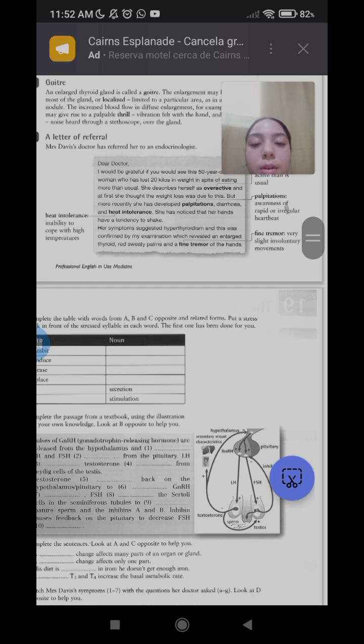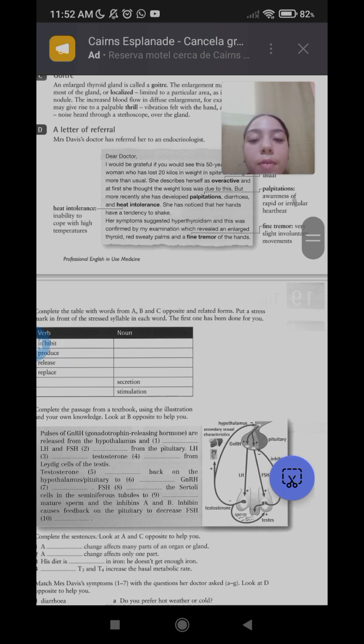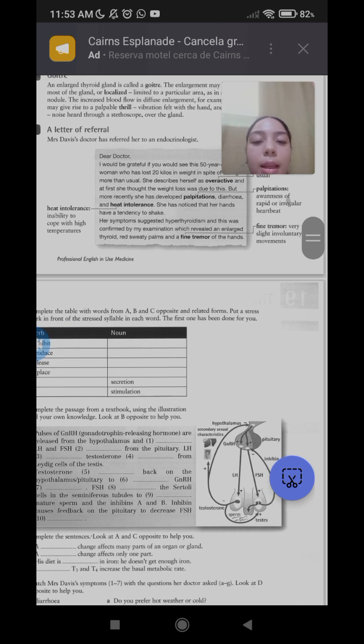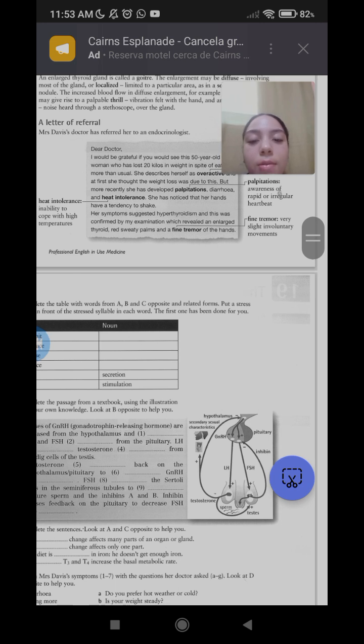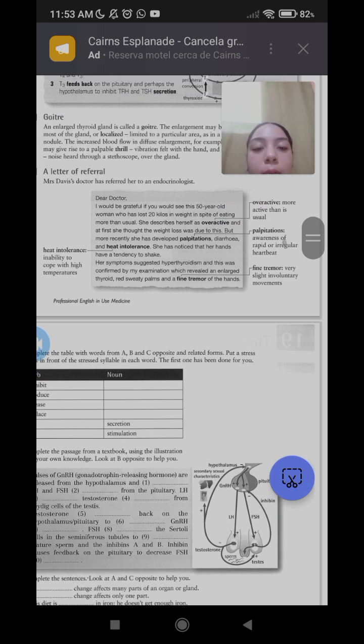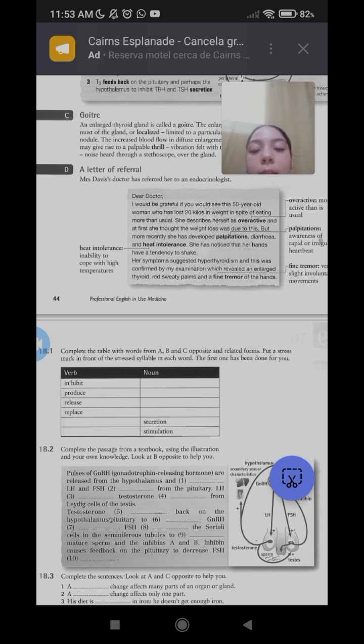Her symptoms suggest hyperthyroidism, and this was confirmed by examination. Findings included a larger thyroid, sweating palms and fine tremor of the hands. Overactive: more active than usual. Palpitation: awareness of rapid or irregular heartbeat. Fine tremor: very slight involuntary movement. Heat intolerance: inability to cope with high temperature.